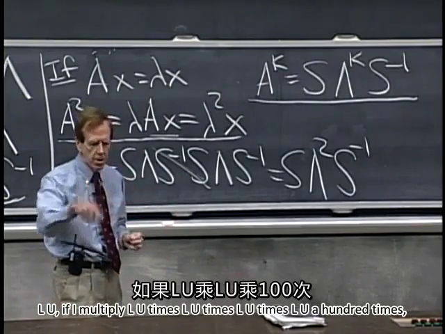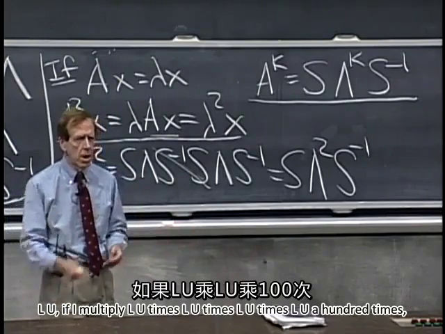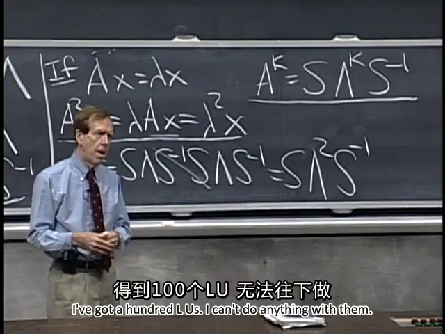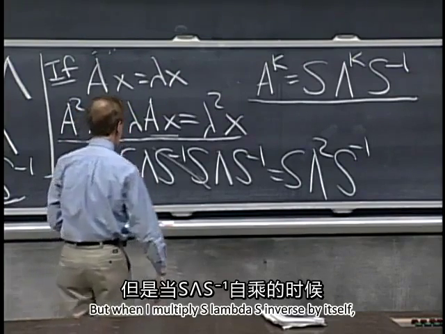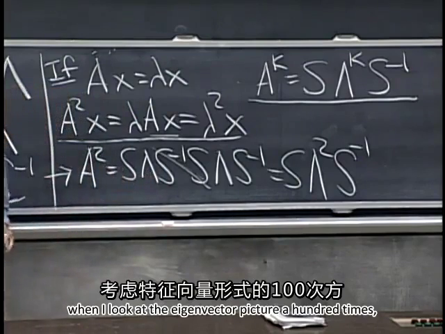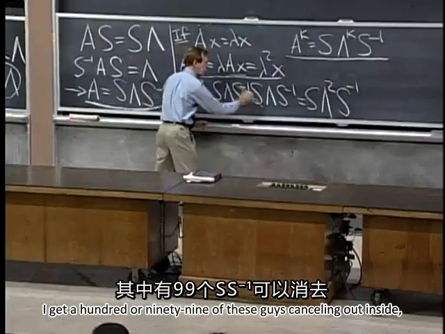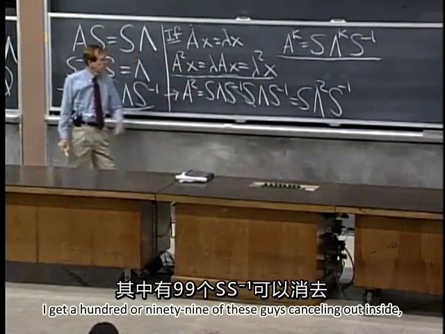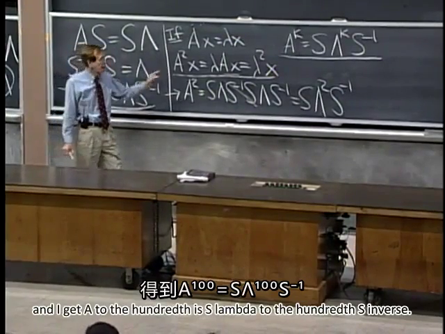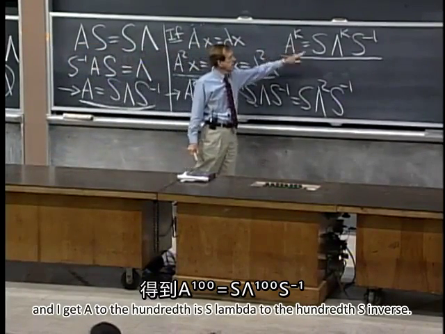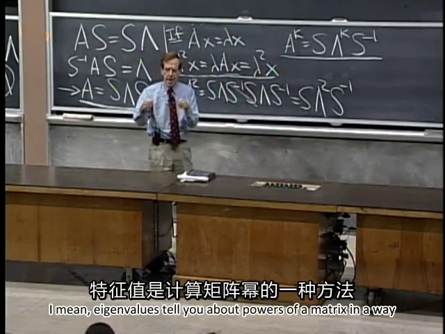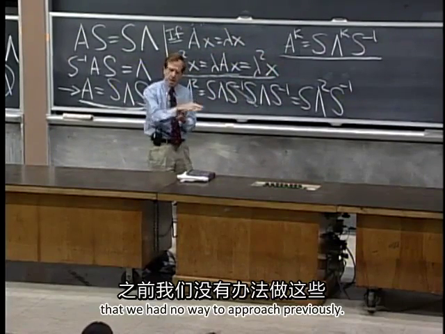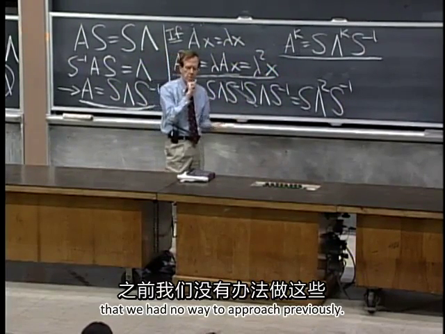LU, if I multiply LU times LU times LU times LU 100 times, I've got 100 LUs. I can't do anything with them. But when I multiply S lambda S inverse by itself, when I look at the eigenvector picture 100 times, I get 100 or 99 of these guys canceling out inside, and I get A to the 100th is S lambda to the 100th S inverse. I mean, eigenvalues tell you about powers of a matrix in a way that we had no way to approach previously.